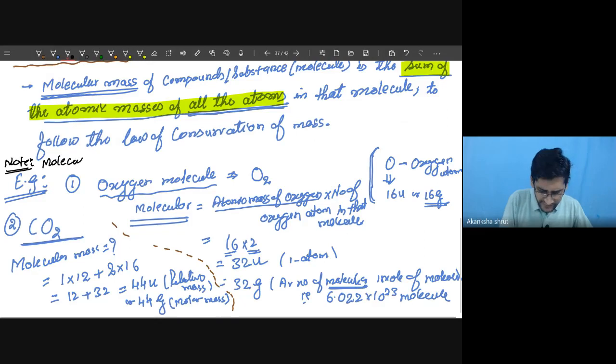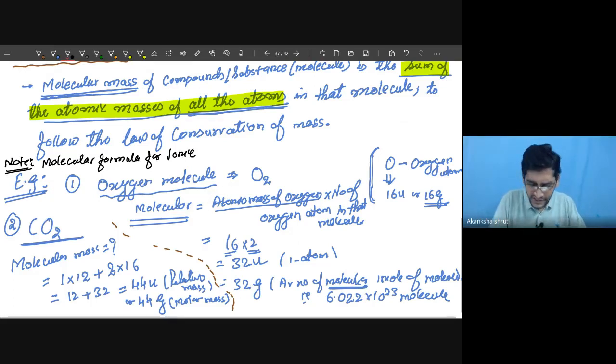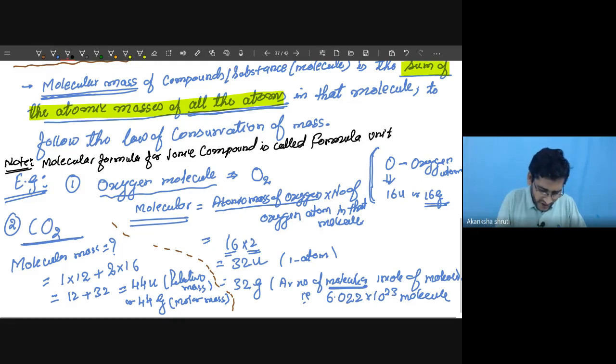Molecular formula for ionic means the compound which contains ions. It is also called as what? Formula mass, formula unit. So if we are considering the molecular formula mass, then we shall also use formula mass.